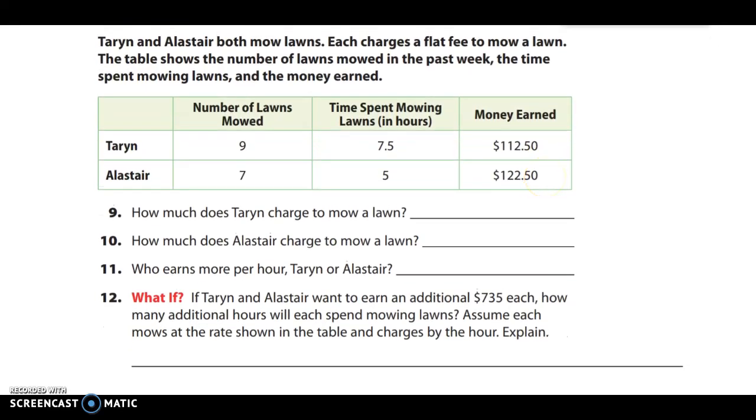Taryn and Alistair both mow lawns. Each charges a flat fee to mow a lawn. The table shows the number of lawns mowed in the past week, the time spent mowing lawns, and the money earned. Number 9 reads, how much does Taryn charge to mow a lawn? So let's go find Taryn. In order to figure out how much she makes to mow a lawn, we need to take the money and divide by the number of lawns. She made $112.50. We're going to divide that by 9.